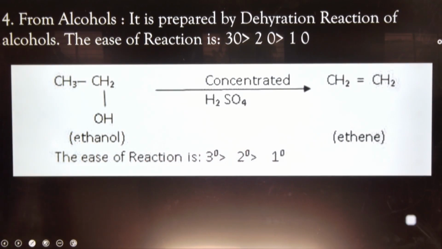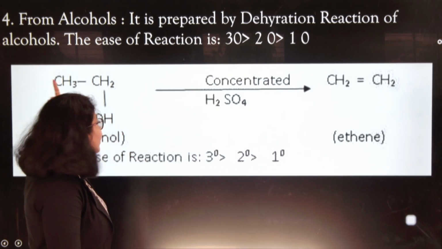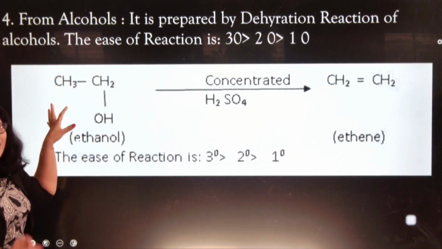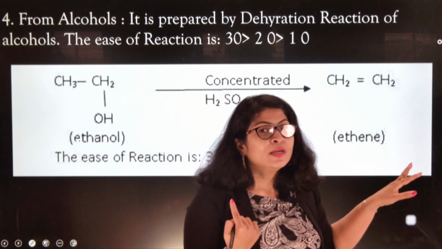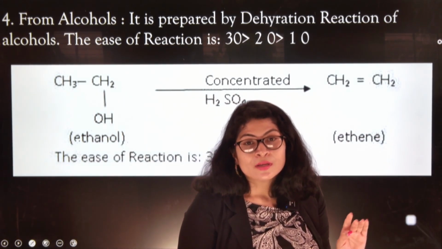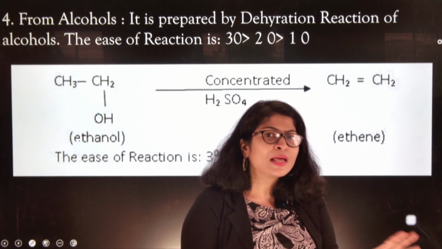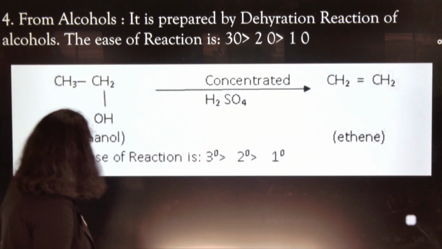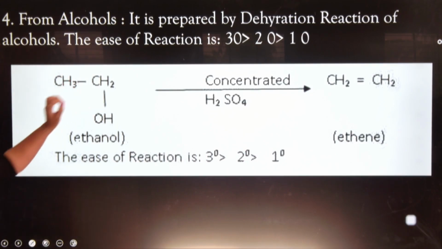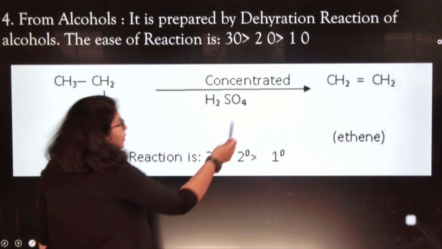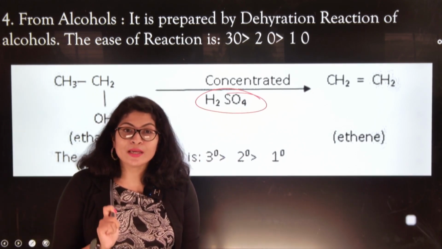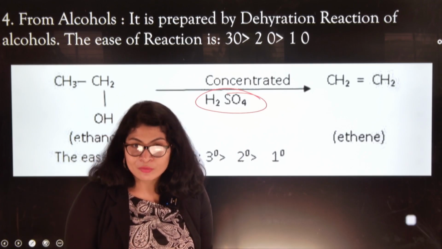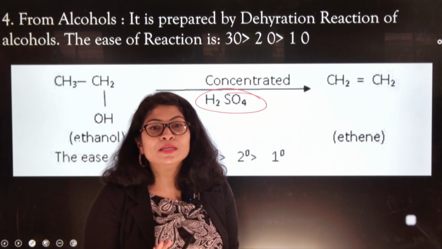Now, the next method is from alcohol. Again, if I am seeing alcohol, OH, there is one H in the vicinity, so I can see chances of removal of water, right? If I am removing water from this molecule, if I am doing dehydration, then I have some chances of forming alkene, right? So see what happens. To this ethanol, CH3CH2OH, I am adding concentrated H2SO4. H2SO4 is a strong dehydrating agent. It's an acid obviously, but it is a strong dehydrating agent.